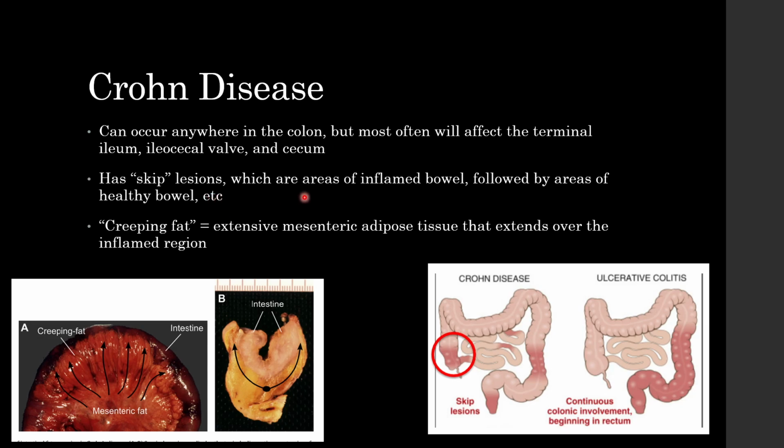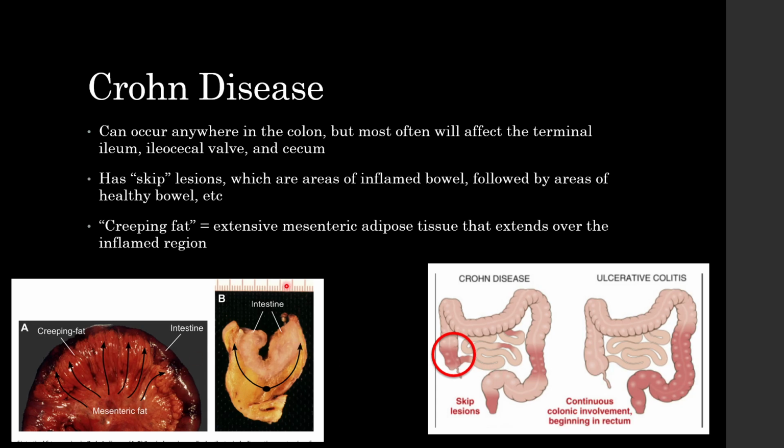It also has what we call creeping fat. So it's going to have this extensive mesenteric adipose tissue, basically fat that just extends over the inflamed region. And that's actually seen right here. So this is your usual mesentery with the mesenteric fat, and that's going to kind of creep up over these areas of inflamed intestines. And so you can actually see another one of these right here. But I actually like this image a lot more because it shows you kind of the creeping factor that goes through this.